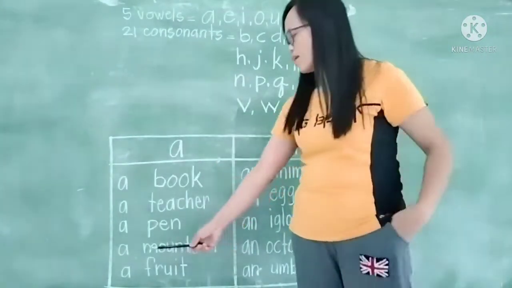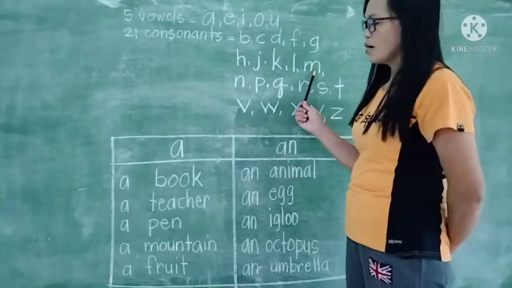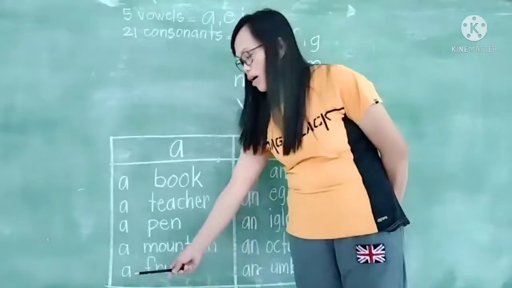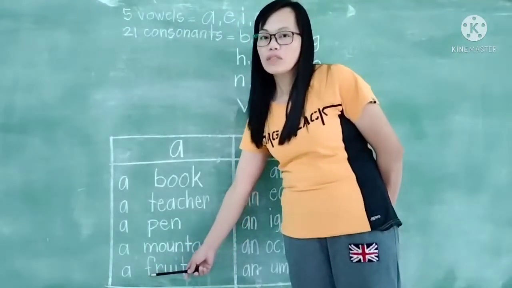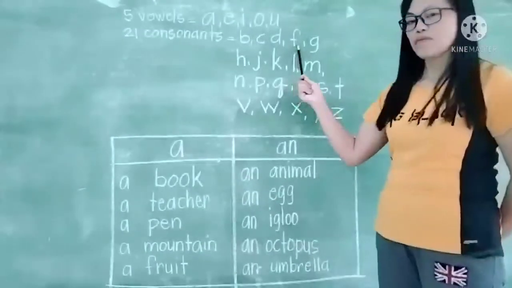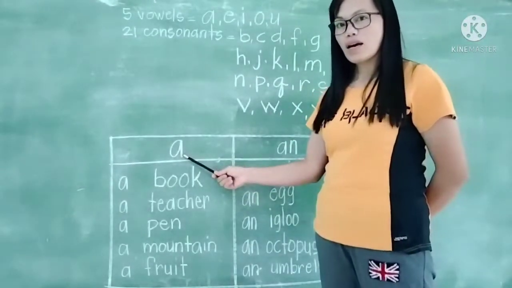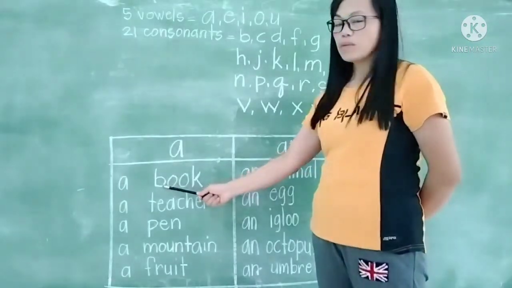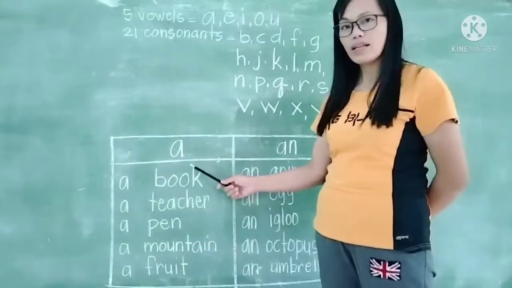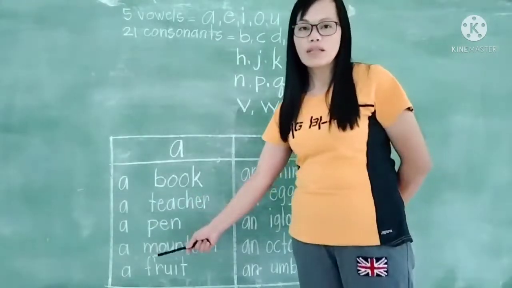And then a mountain. Mountain begins with M, so it is a consonant. And then a fruit. Fruit begins with a consonant. So we have this one, F. In short, we use A if the words or the nouns begin with a consonant. Once again, we use a if the nouns begin with consonants.